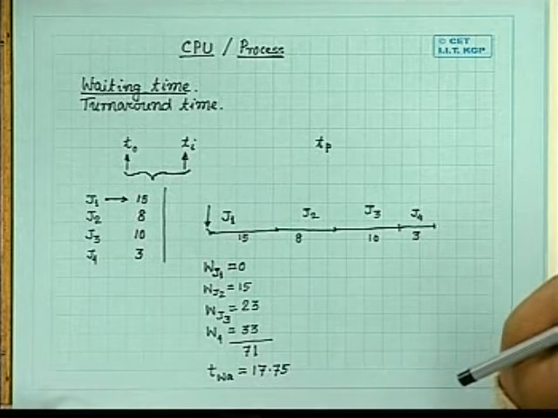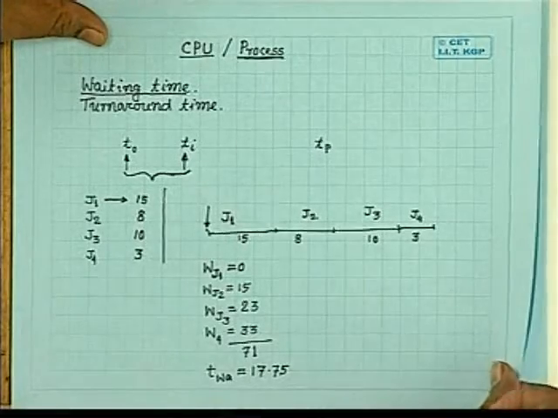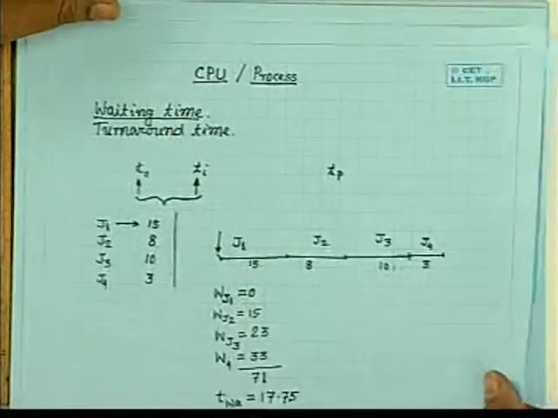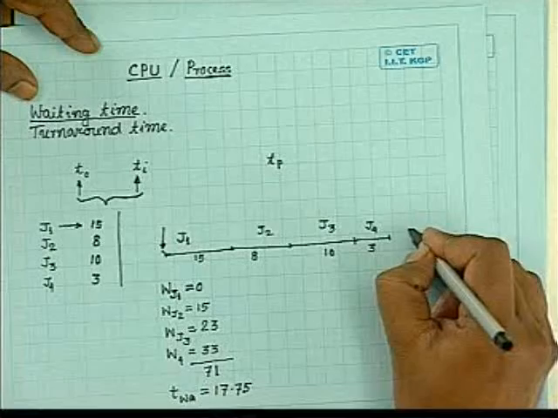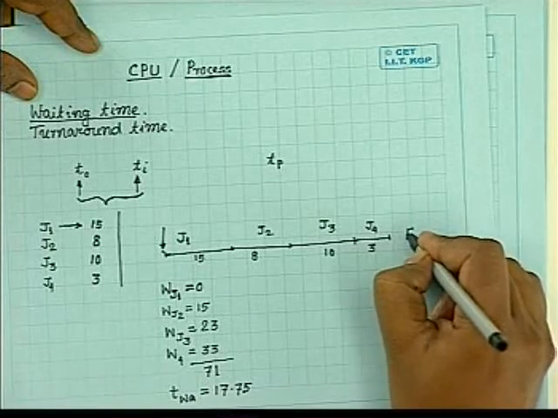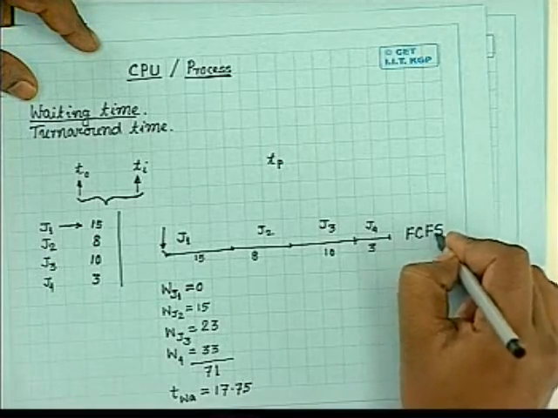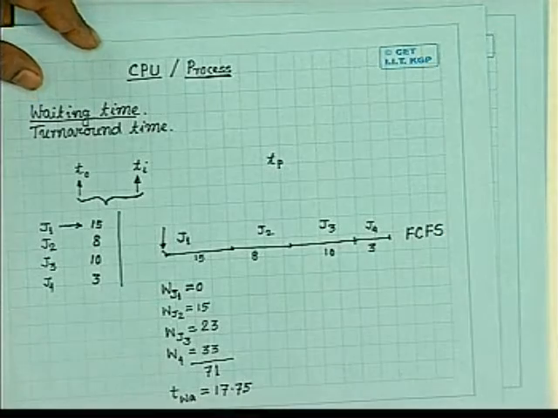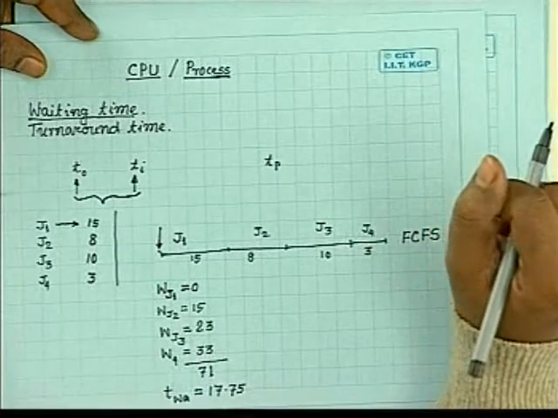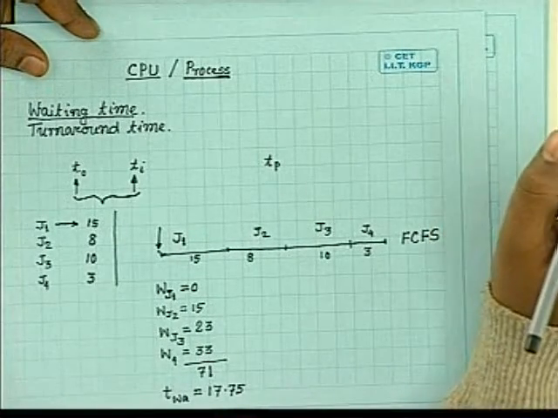Now, if I just change this order, so this is the kind of scheduling which has been used, called first come first serve, that is FCFS scheduling. That is, the jobs are executed in the order in which they have arrived.